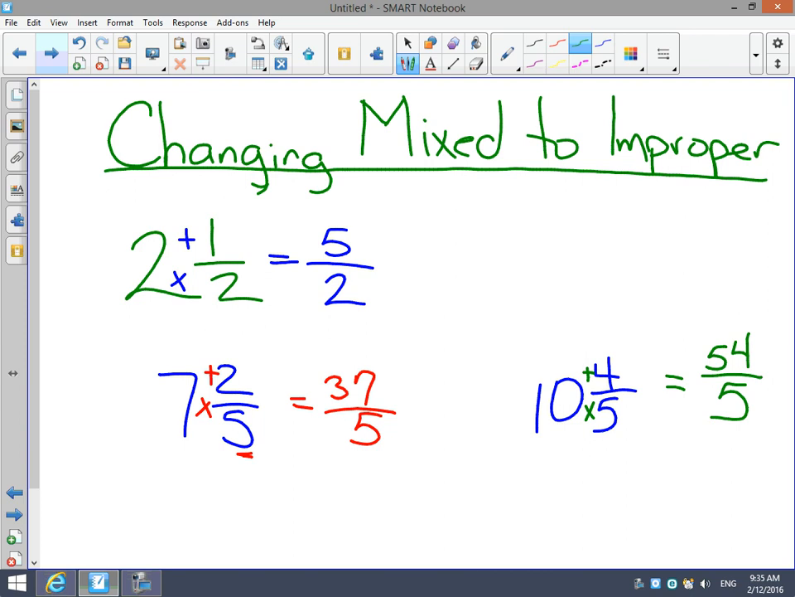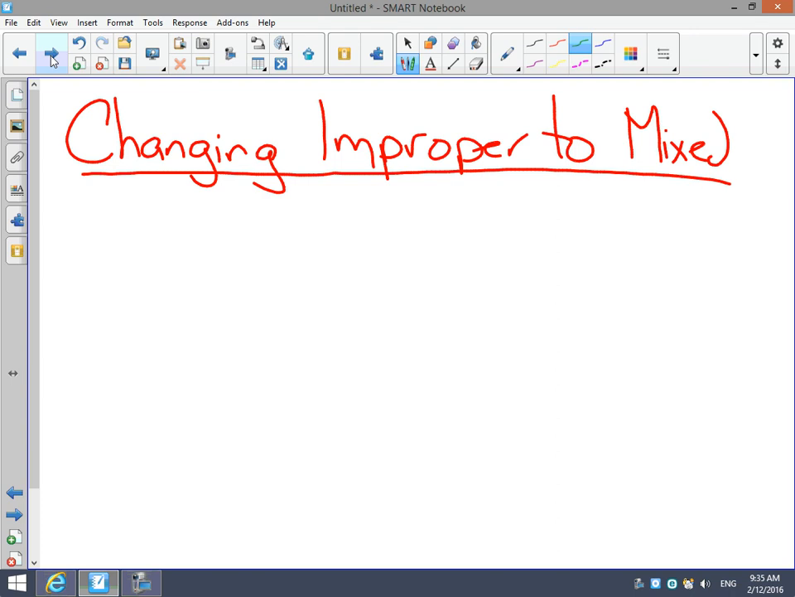The next concept is changing improper to mixed. So remember, an improper fraction is simply a number that has a larger numerator than the denominator. And we want to change it back to a mixed fraction where it starts with a whole number. In order to do that, we're going to divide 3 into 14. How many times will 3 go into 14? From knowing your math facts, we know it goes in 4 times, which makes 12. If we tried 5 times, that would be 15, and it's too high a number. We can only go up to 14. So 3 goes evenly into 14 no more than 4 times.